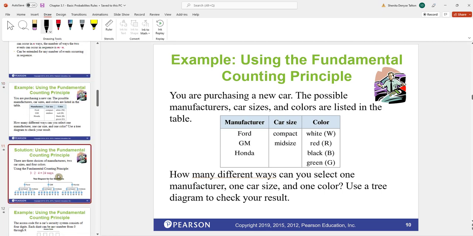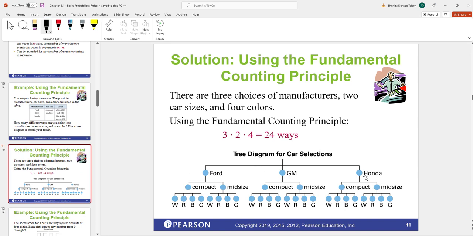So let's look at a tree diagram. You have 3 choices of a car. You have 2 choices of its size, and then you have 4 choices for color. So you have 24 ways to pick a car. So you can get a GM midsize red car, or you can get a GM compact green car. If you count these all up, there's 24 ways that you can pick this car.